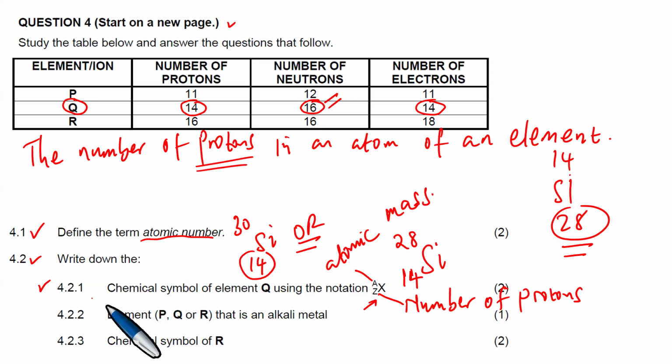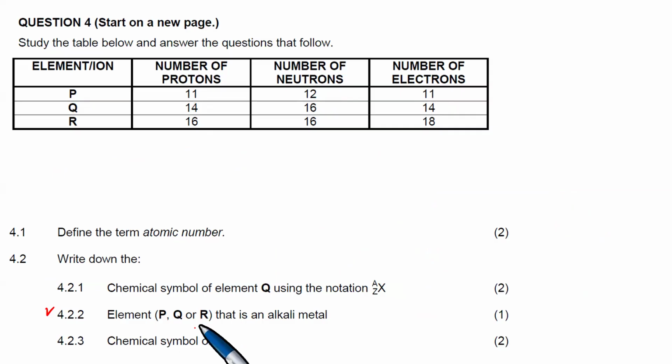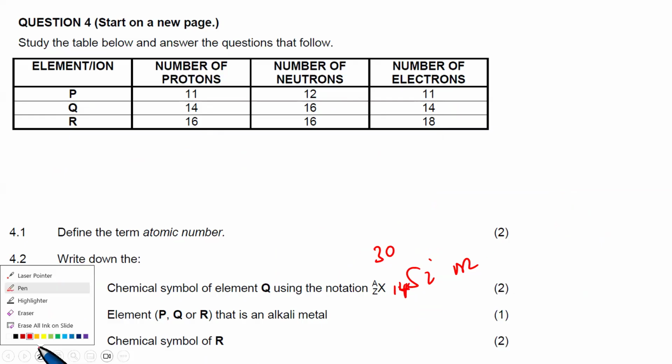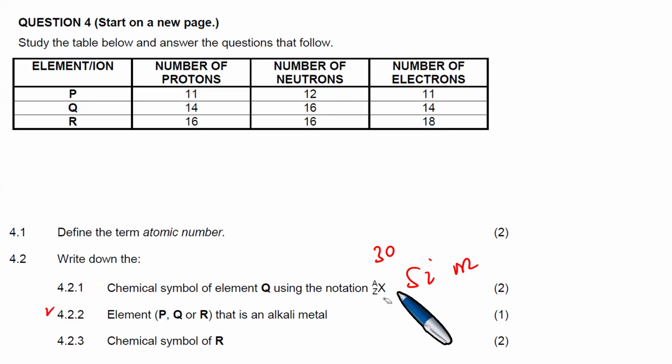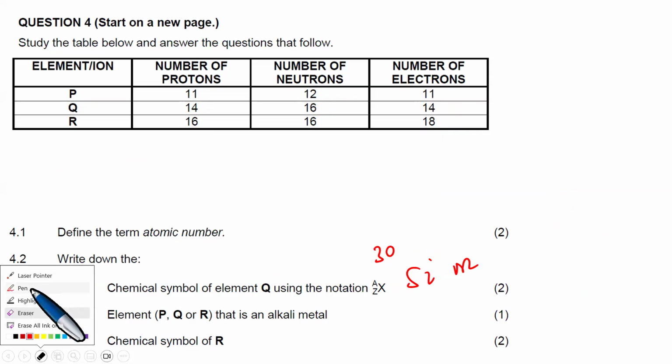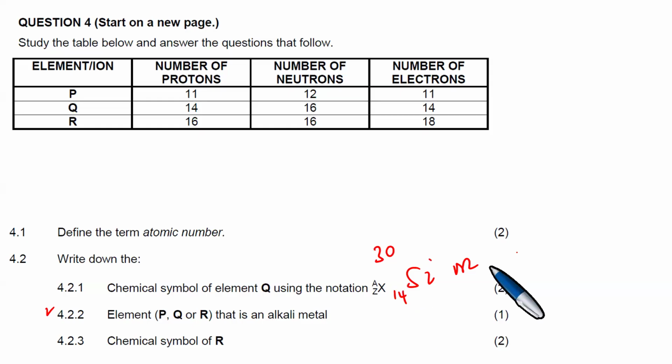Now, I want us to continue looking at 4.2.2. Element PQR. So this one we saw that it is silicon, and here you can put 30 and 14. Or you can put silicon, and then this is 28 together with 14.